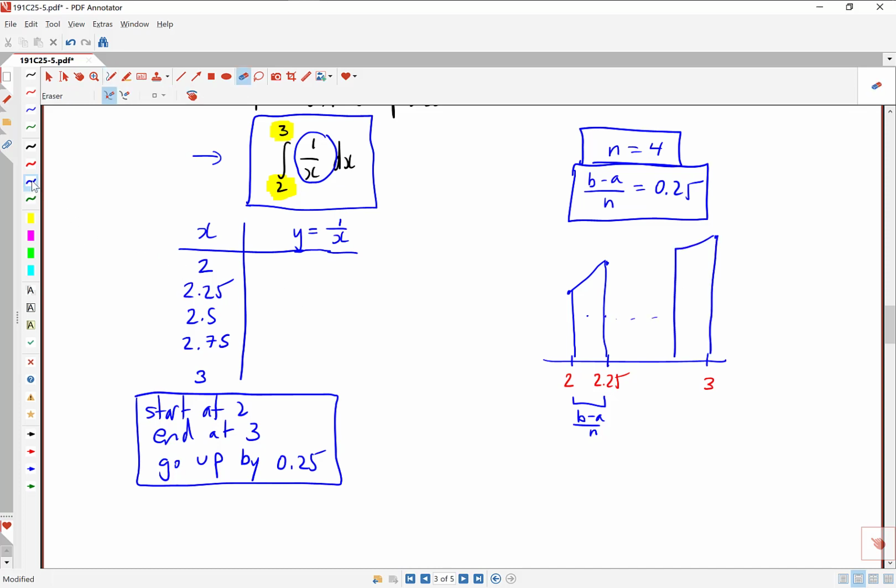So let's try plugging in. If we take x equal 2, plug it into 1 over x, we get 0.5. If we take x equal 2.25, plug it in, we're going to get 0.4 repeating.